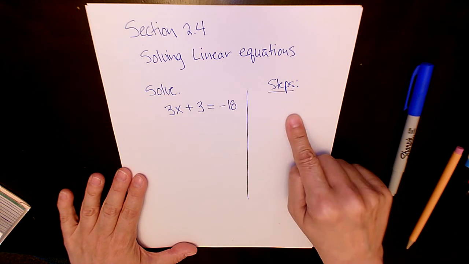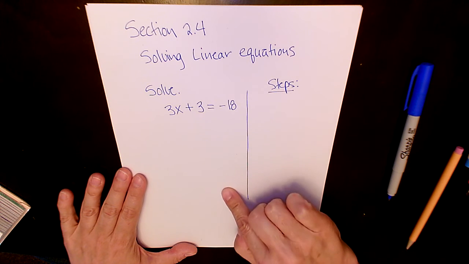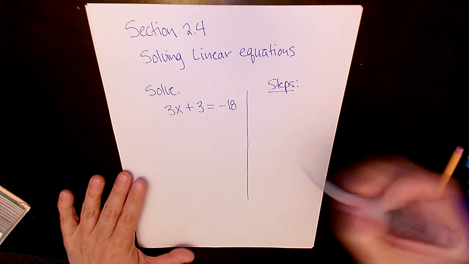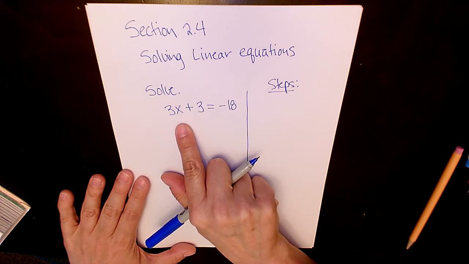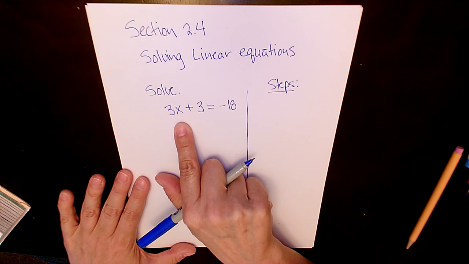And over here I'm going to write the steps, and I'm going to show you everything as I go through and solve this. So we want to solve 3x plus 3 equals negative 18. We want to find out what x is.